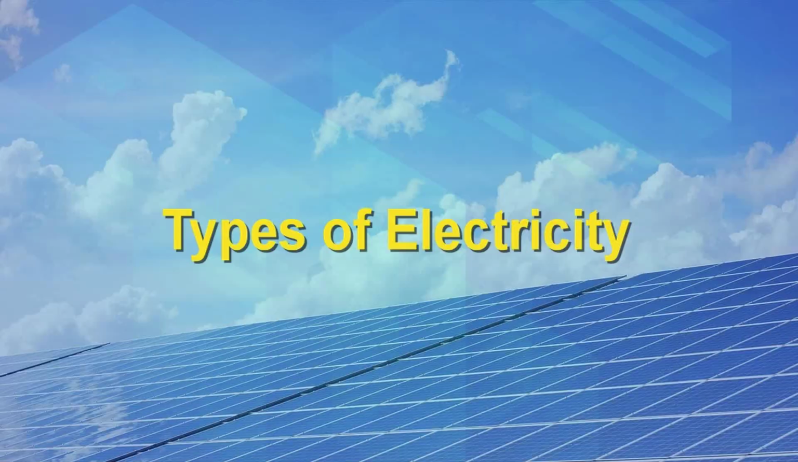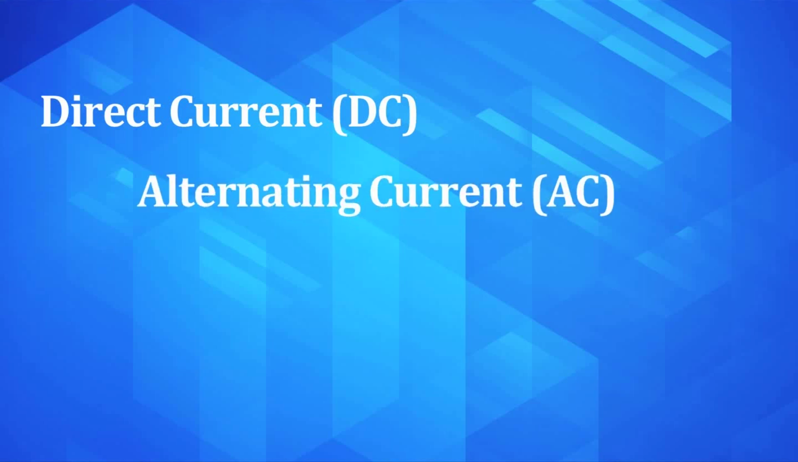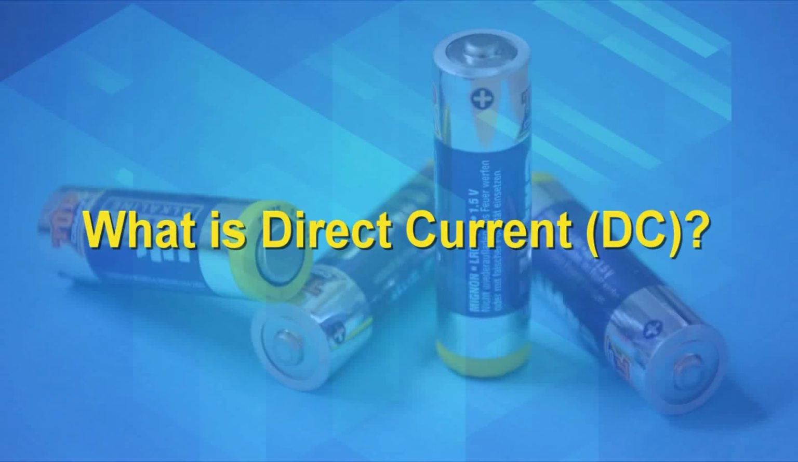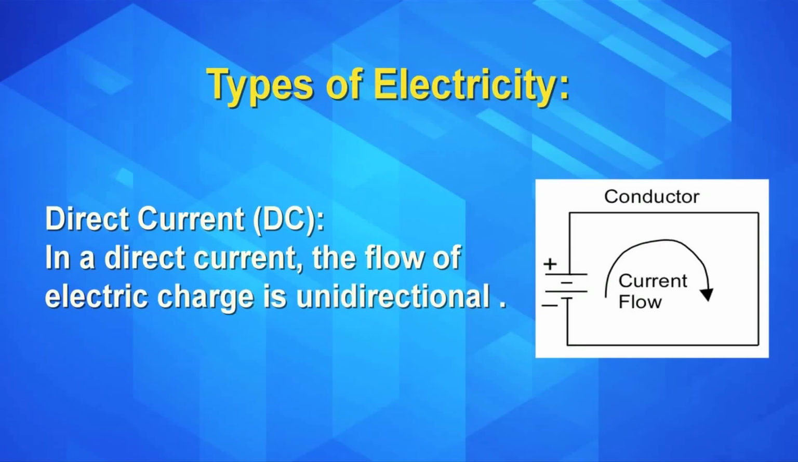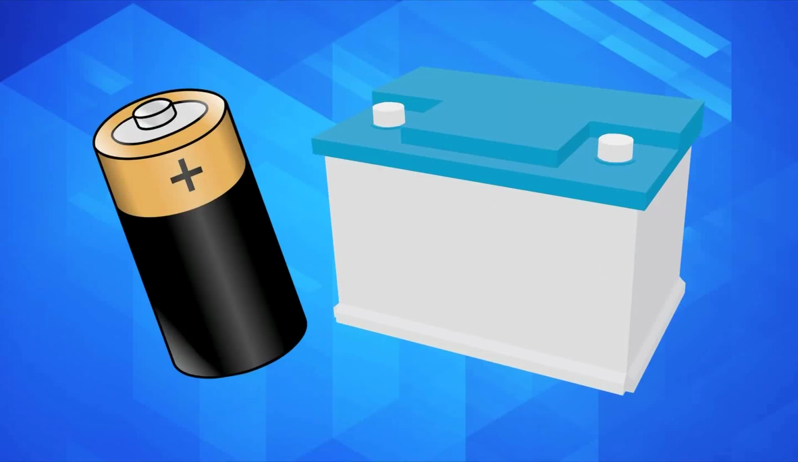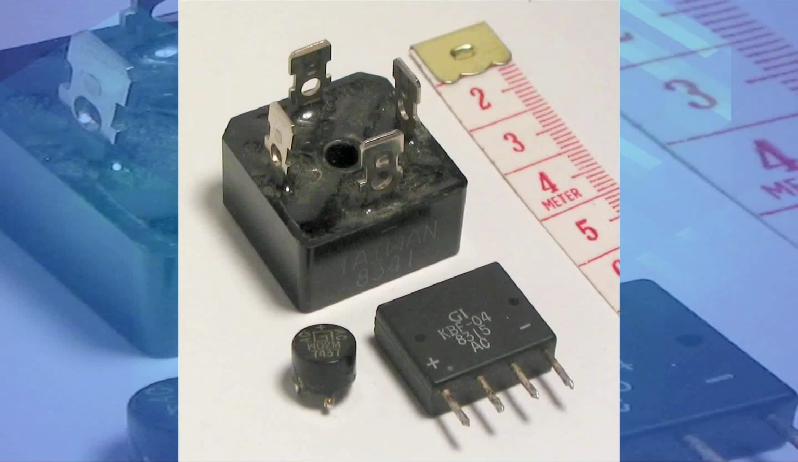Types of electricity. Electricity can exist in different forms such as direct current, alternating current, static current, and dynamic current. So what is direct current? In a direct current, the flow of electric charge is unidirectional, meaning the charges move in one constant direction. Direct current is commonly used in batteries, electronic devices, and certain industries or applications where a steady current is required. It is generated by sources such as battery, solar cells, or rectifiers.